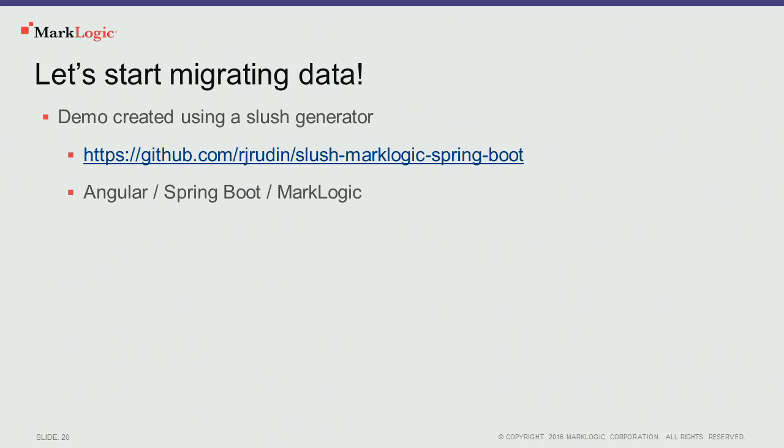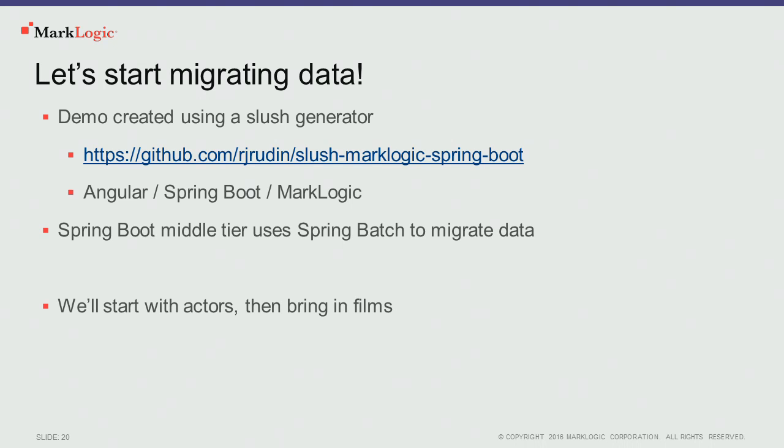This is very similar to the slush generator that Casey talked about this morning. It's just a Java Spring Boot middle tier instead of Node. Exact same UI otherwise, though. And the Spring Boot middle tier is going to use Spring Batch to migrate the data. We're going to start with actors and then move on to films, and that'll give us a good way of looking at different relationships and how they end up in MarkLogic.